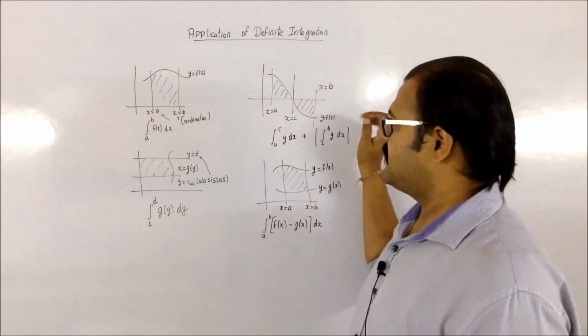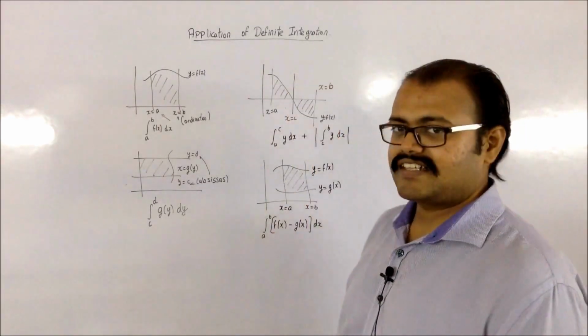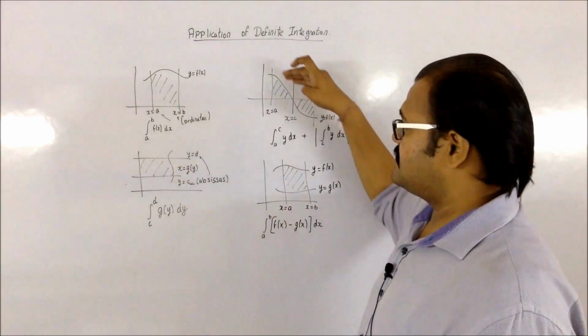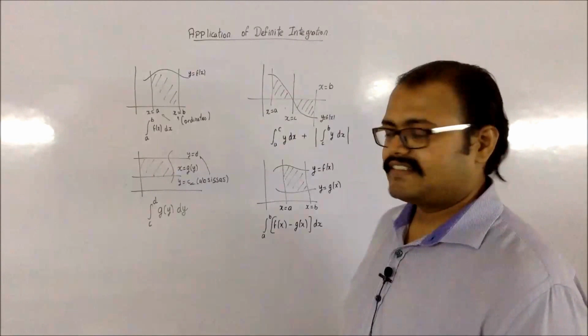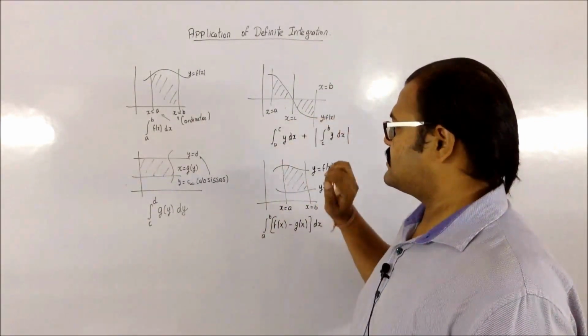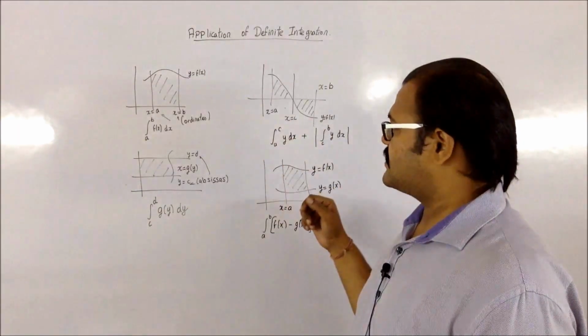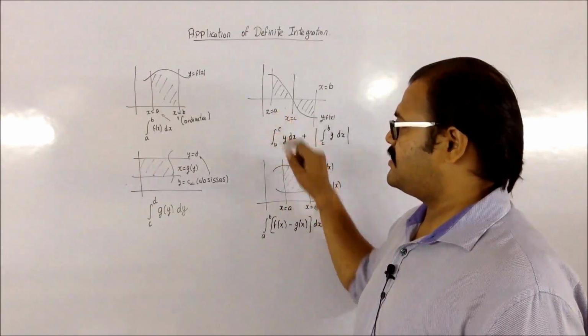Coming to the next one, if I am having the region such that there is a positive side to it and a negative side to it, that means the region is present above the x-axis as well as below the x-axis, then whatever is present below the x-axis, you have to take the mod of that. So for this particular region, it's going to be a to c. So you have to split the integration for a to c.